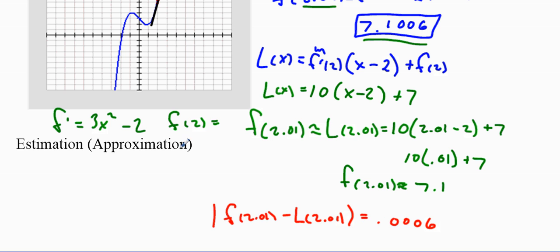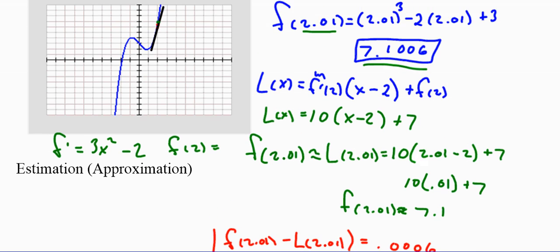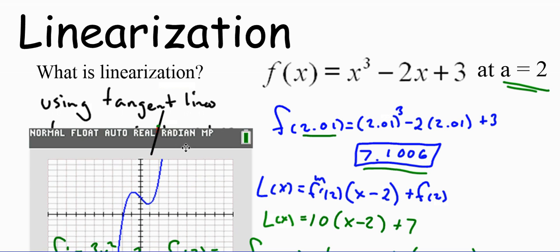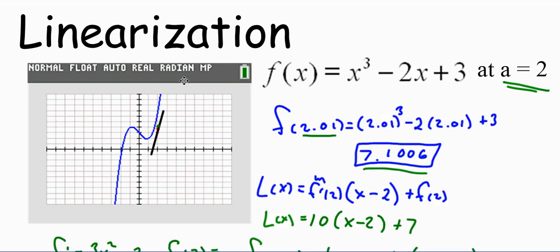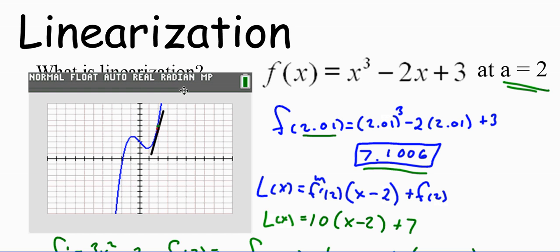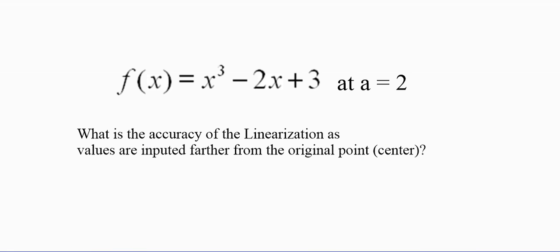And so that's what linearization is. Linearization is using a tangent line to approximate a value of a function, knowing that a tangent line is very, very close to the values around its center point. All right, well, let's try another one. All right, there we go.